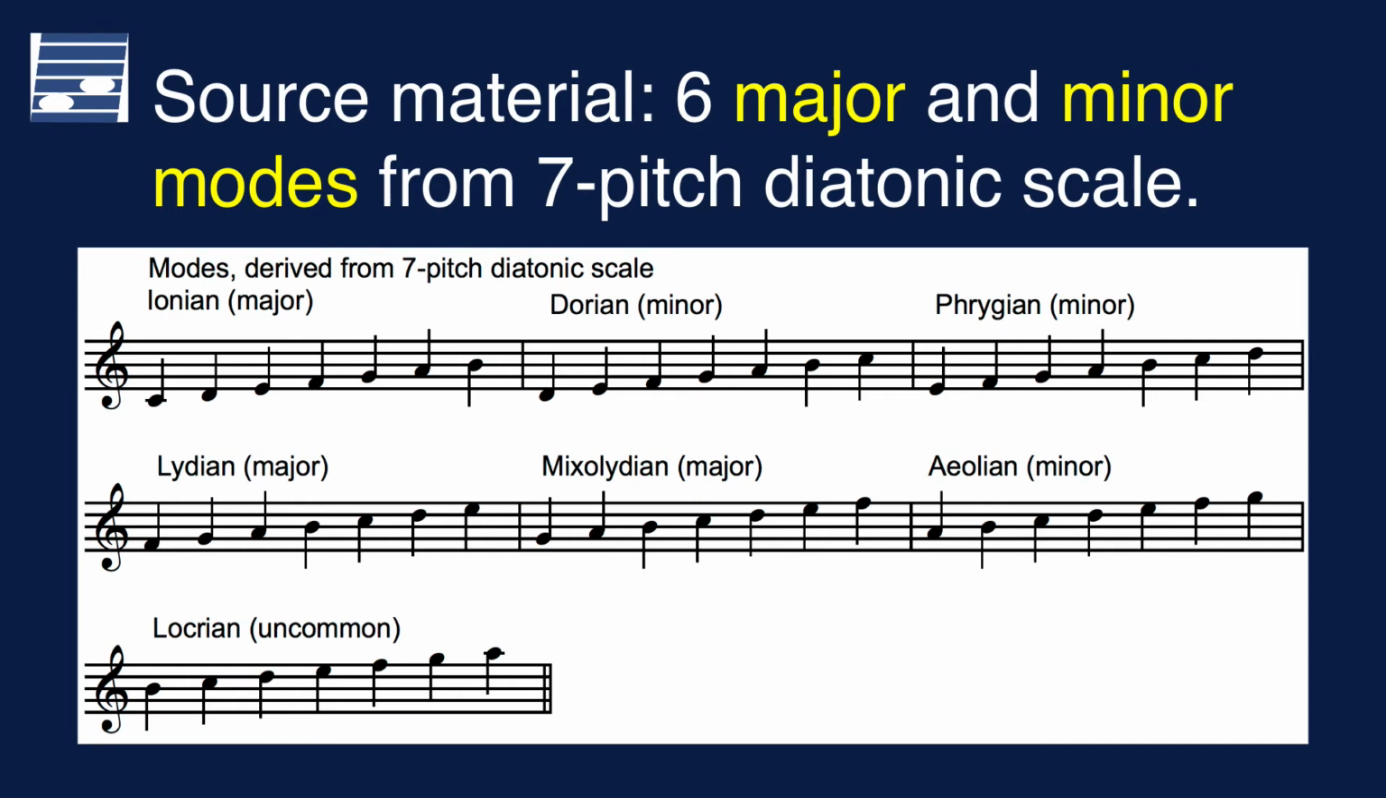The source material for our journey is the set of modes derived from the 7-pitch diatonic scale, here C major. Through circular pitch permutation we obtain the 7 modes, each starting on a different degree of the original scale. We see the 3 major modes Ionian, Lydian and Mixolydian, and the 3 minor modes Dorian, Phrygian and Aeolian or natural minor. The final mode, the Locrian scale, is seldom used for music composition.